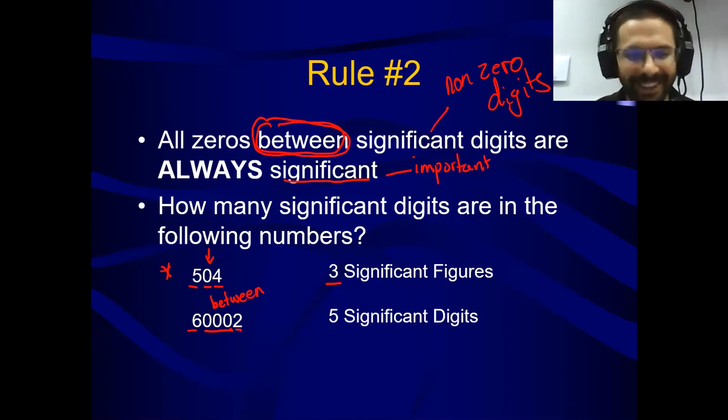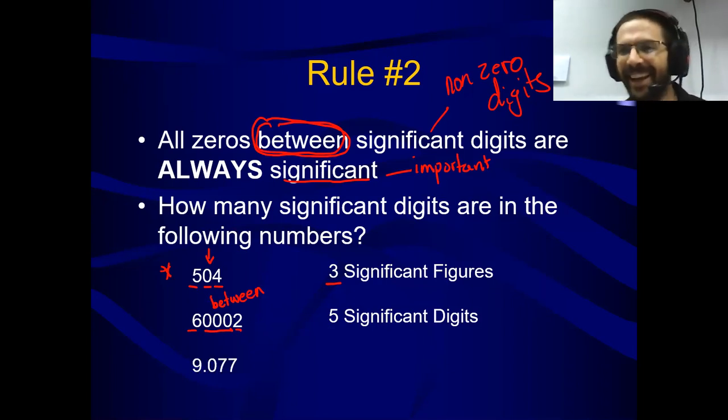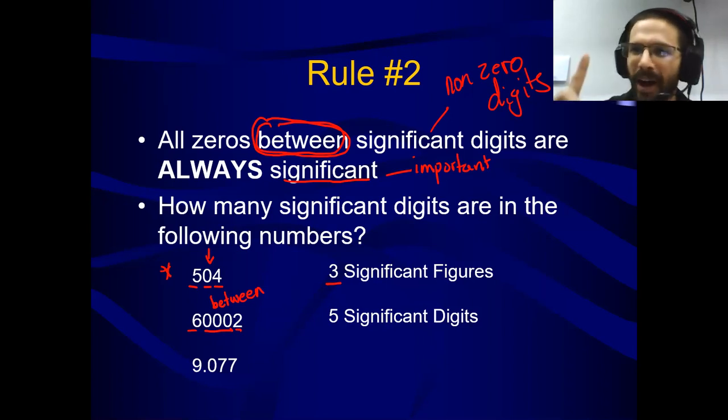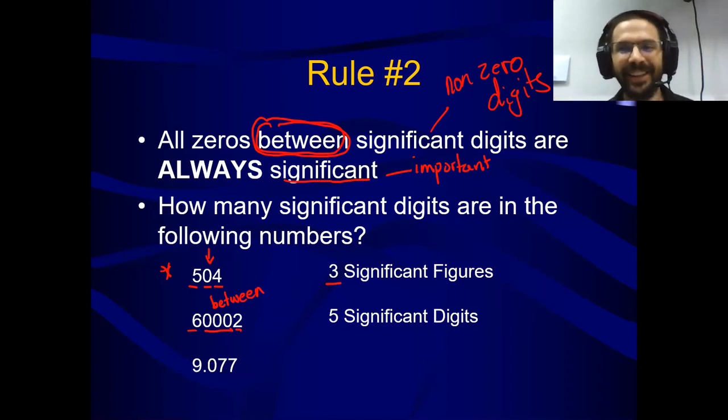Let's give it one more try and another example. Are you ready? Give this one a try. 9.077. How many significant digits are there in this number? Remember, rule number 1, all digits that are not 0 are significant. Rule number 2, if you have a 0 and it's between significant digits, it is going to be significant as well. Let's give it a try.